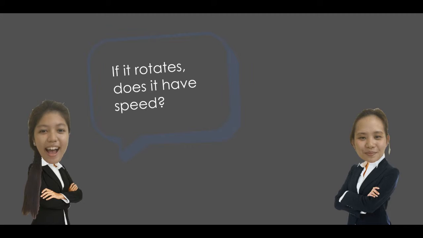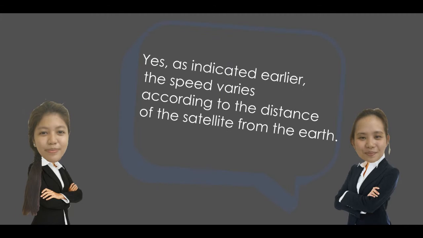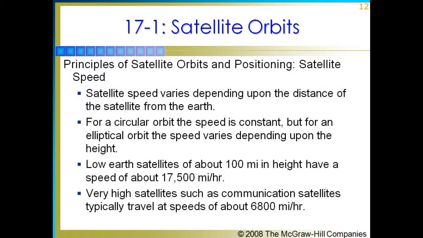If it rotates, does it have speed? Yes, as indicated earlier, the speed varies according to the distance of the satellite from the Earth. For a circular orbit, the speed is constant. But for an elliptical orbit, the speed varies according to the height.